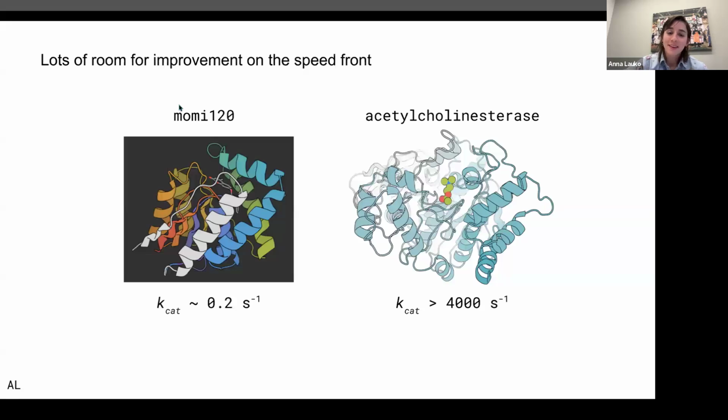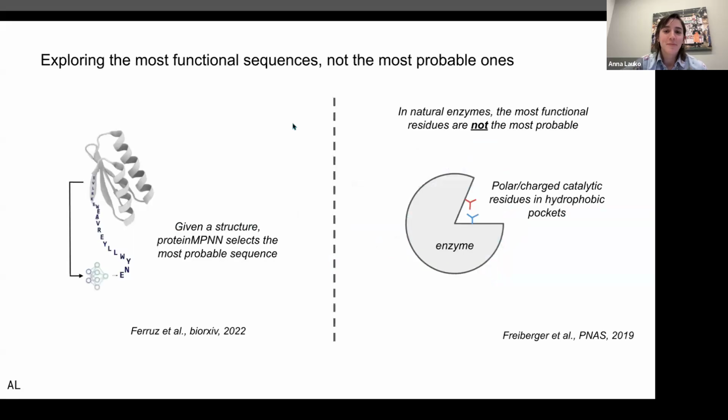And there's still a lot of room for improvement. So again, here's acetylcholinesterase, which we are battling against, with a kcat greater than 4,000 per second. And we were still around, I don't know, 10,000 times slower, 20,000 times slower than this. So there's still this question of what is missing. And we have one more idea that we haven't looked into too closely, but it could be another source of this discrepancy.